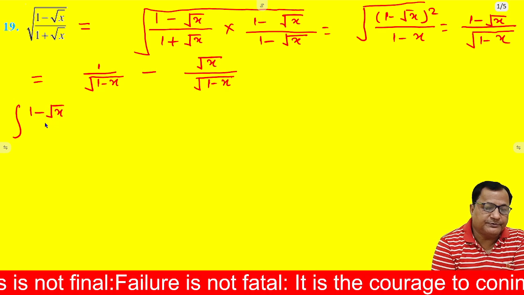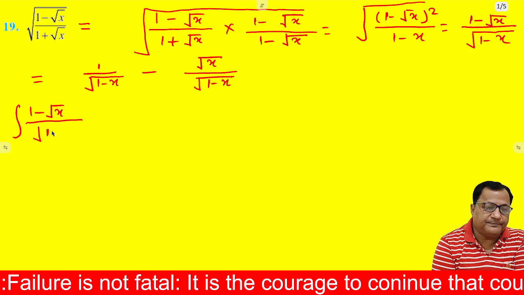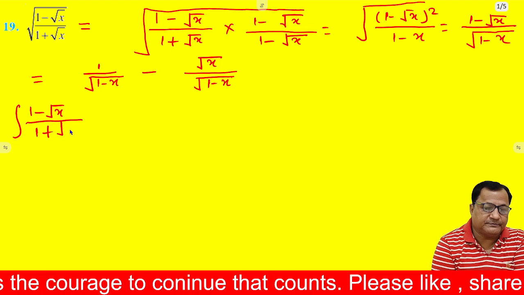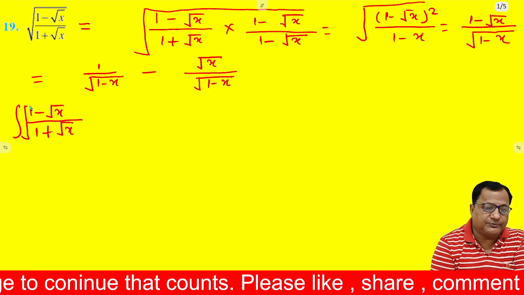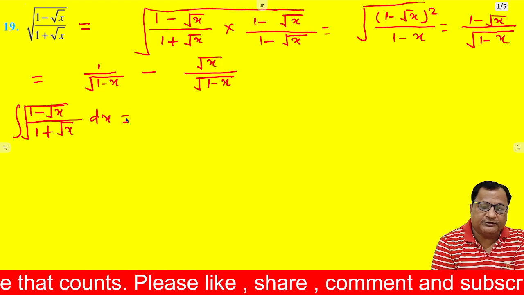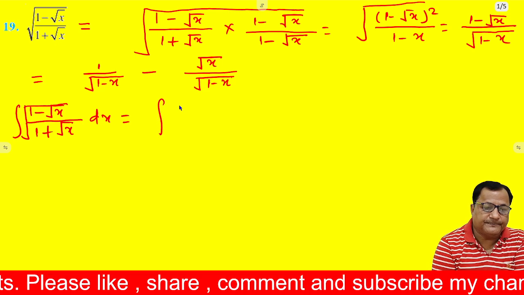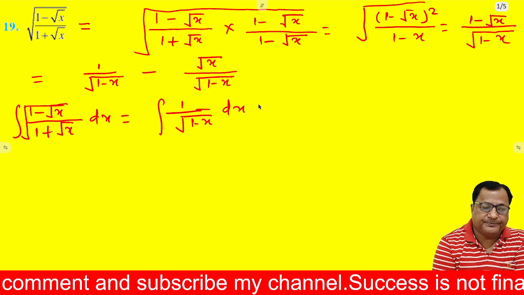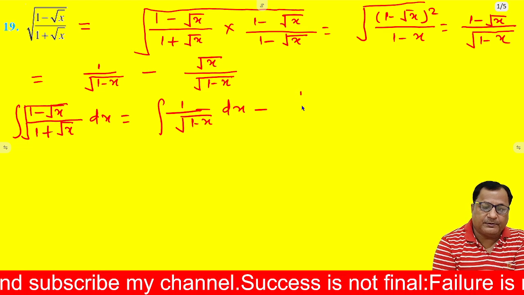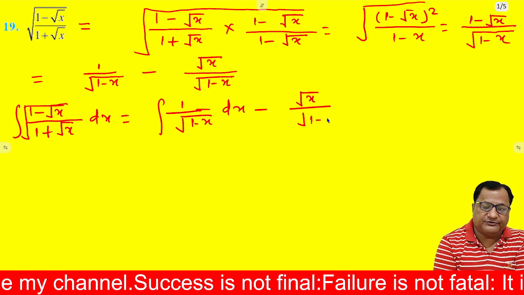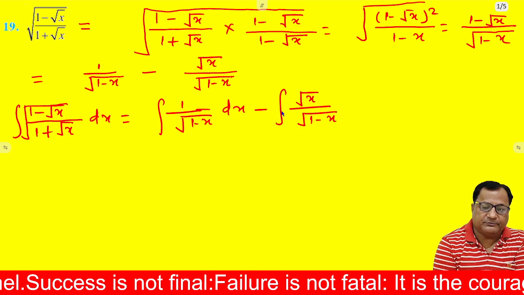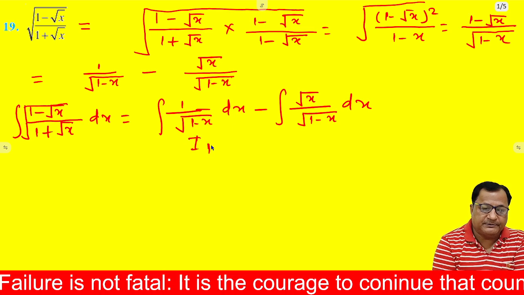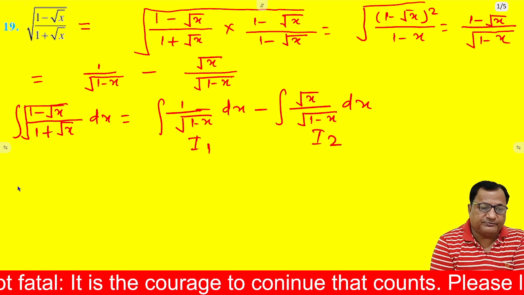The integral of (1 minus root x) divided by (1 plus root x) dx is equal to, we will integrate this 1 by 1 minus x dx minus root x divided by 1 minus x dx. Suppose this is I1 and this is I2. So first we will integrate I1.